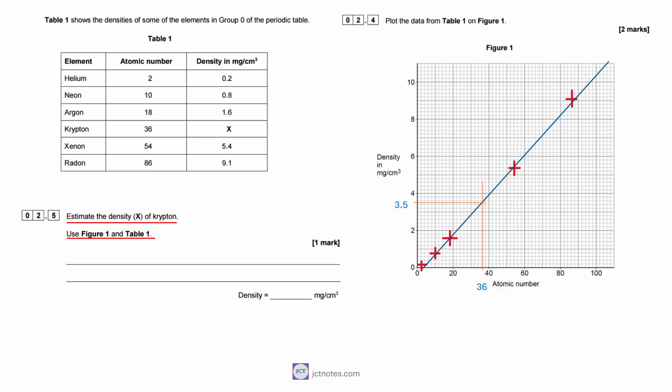The second approach is purely mathematical. If you look closely at the atomic numbers, krypton at 36 is exactly halfway between argon at 18 and xenon at 54. Because the trend is linear, we can assume its density will also be exactly halfway between theirs. If we take argon's density of 1.6, add xenon's density of 5.4, and divide by 2, we get 3.5. Either method works perfectly. The mark scheme is quite generous here and allows any value between 3.0 and 3.8.